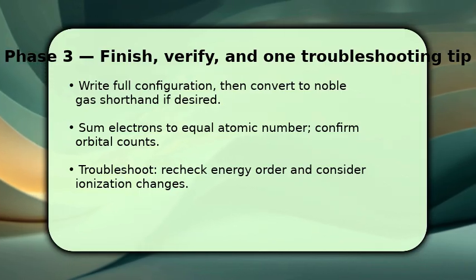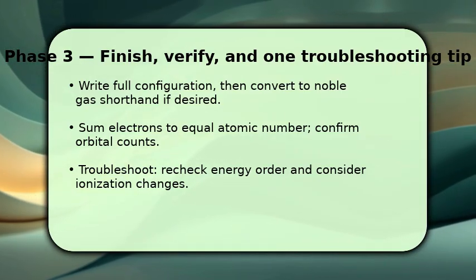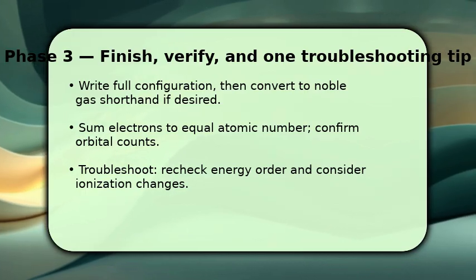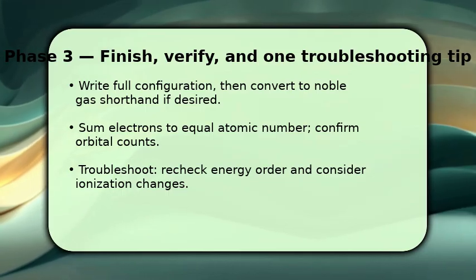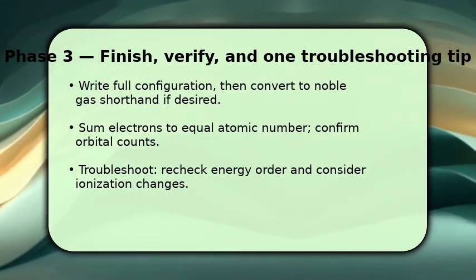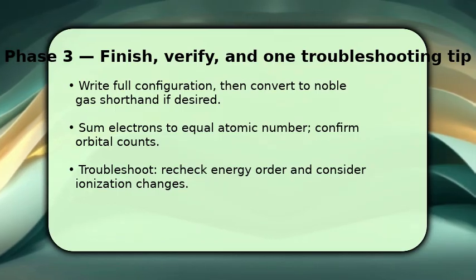If forming ions, add or remove electrons from highest energy orbitals first. If something looks wrong, recheck the energy ordering and known exceptions. Often the issue is a miscount or treating 3d versus 4s in the wrong sequence.